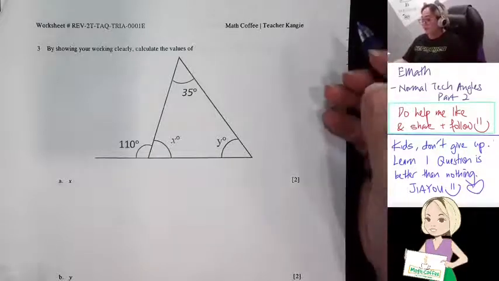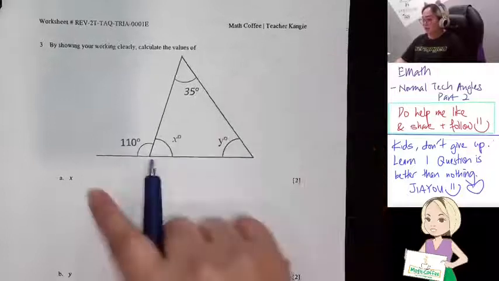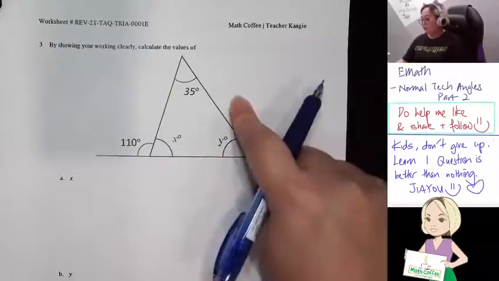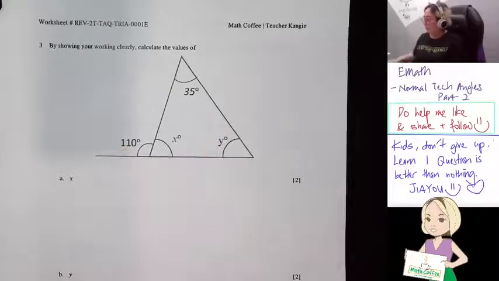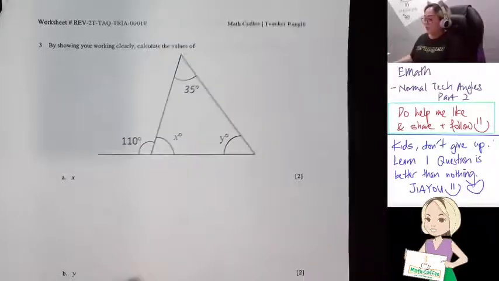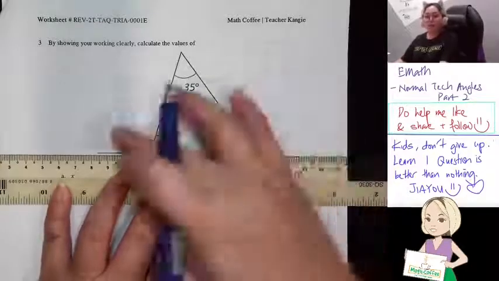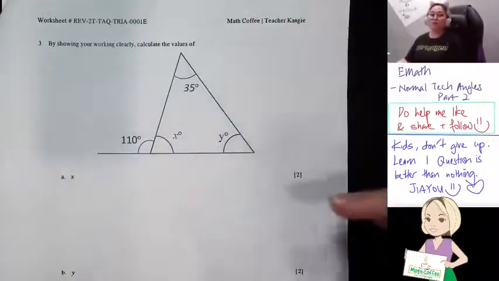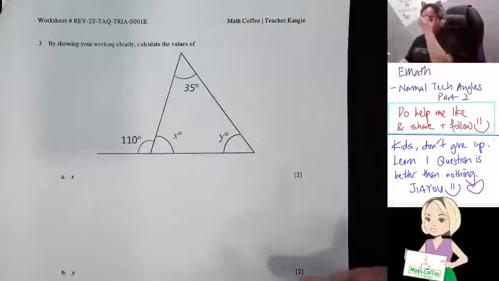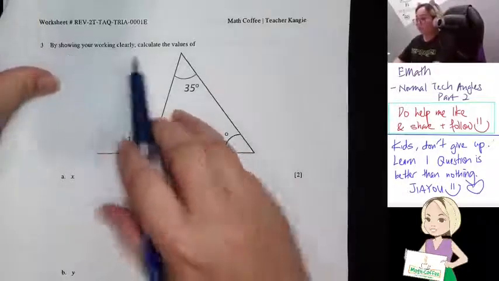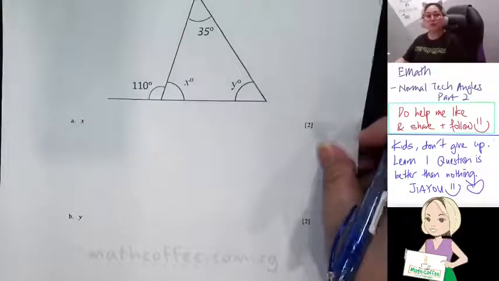Come, let's take a look at these angles. Calculate the values of x. Looking at this one, we know that this is on a straight line. I'll use my ruler, this is a straight line. Last lesson we learned that angles on a straight line is 180 degrees. Of course students know, 70 degrees, straight away they answer 70 degrees. But they say show your working clearly, and most importantly you need to state the reason.